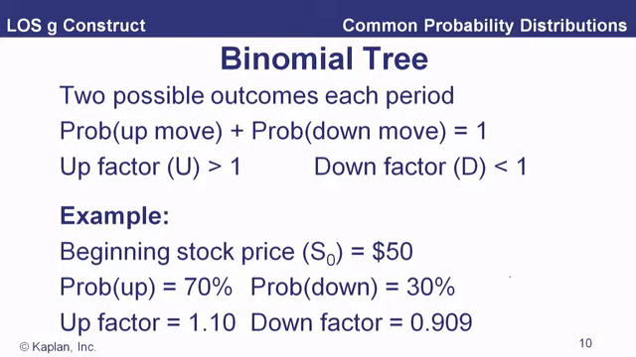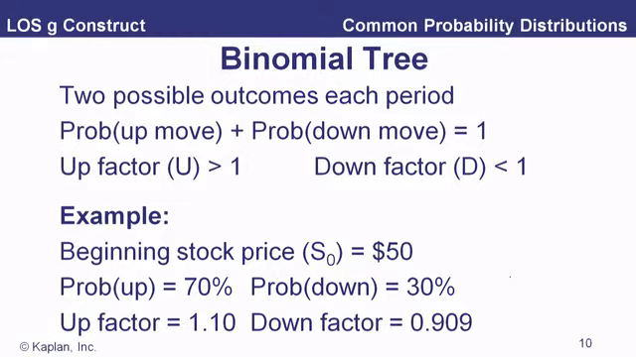And now we've got to have an up factor. The up factor is greater than 1, and we're going to multiply. Say we start out with a stock price. We're going to multiply that price times the up factor, if there's an up move. And then we've got a down factor that's less than 1. And we're going to multiply that stock price times the down factor, okay, for one branch of our tree.